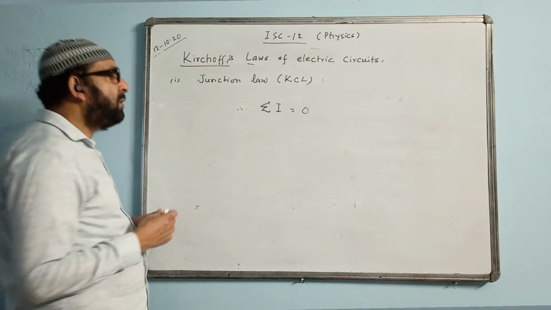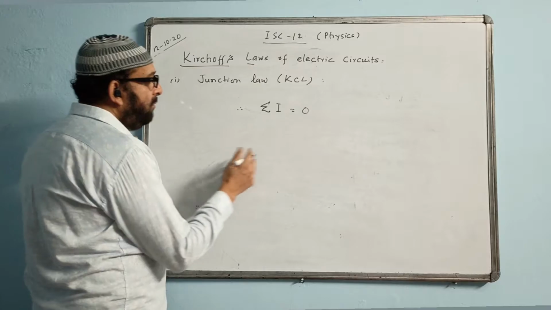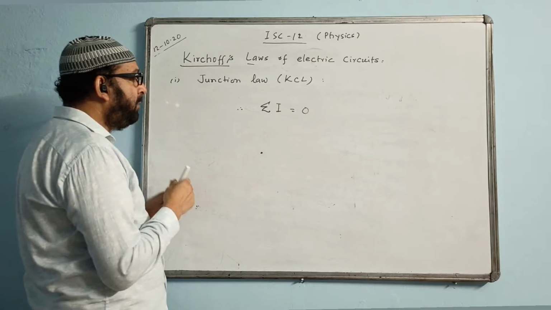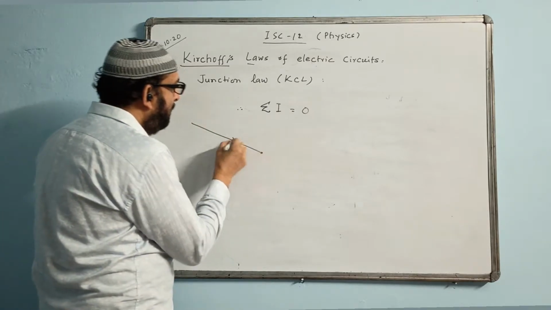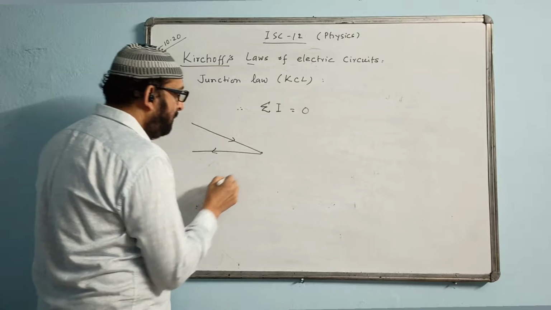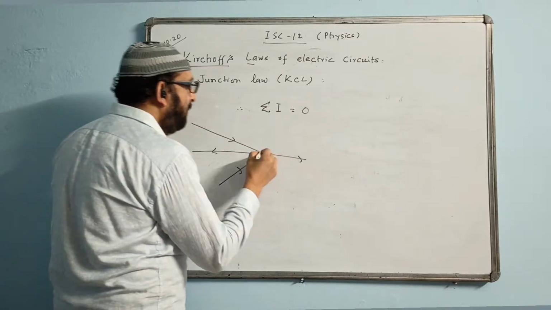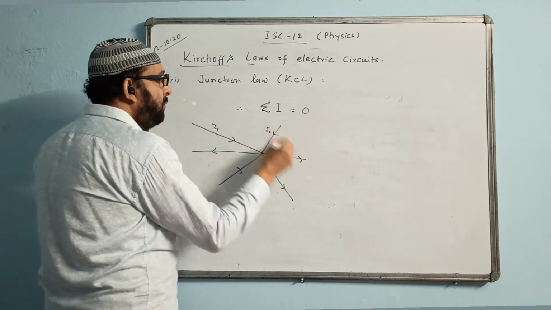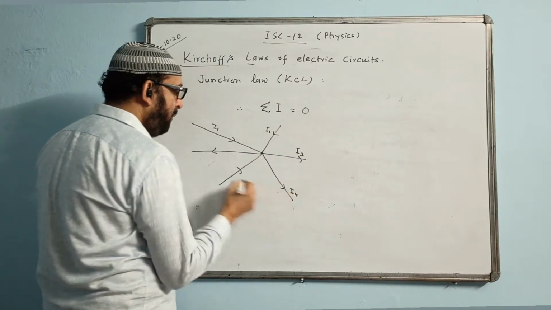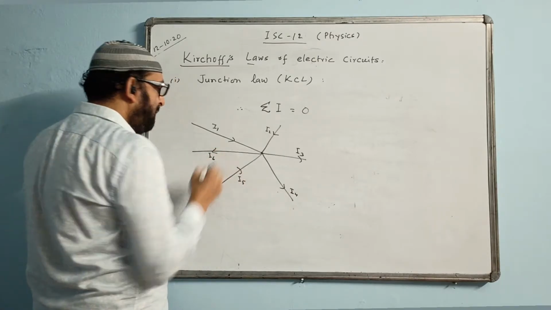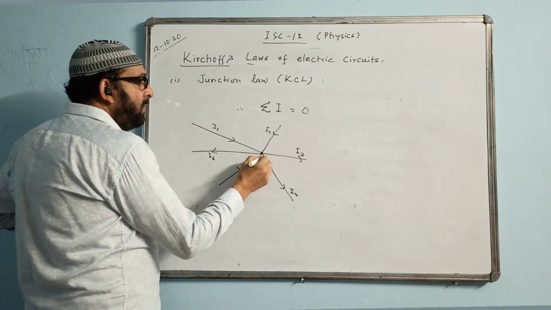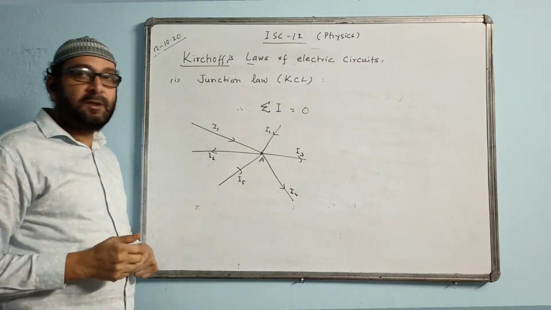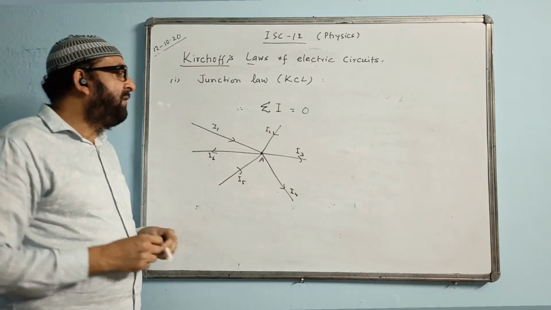Okay, now how do we apply junction law? Suppose junction is the meeting point. Many currents are meeting at a particular point. Suppose some currents are coming like this, some are going away like this. So this is I1, this is I2, this is I3, this is I4, this is I5, this is I6. We see all the currents are coming to a particular point. This point is called junction. That is, we are having a junction A.